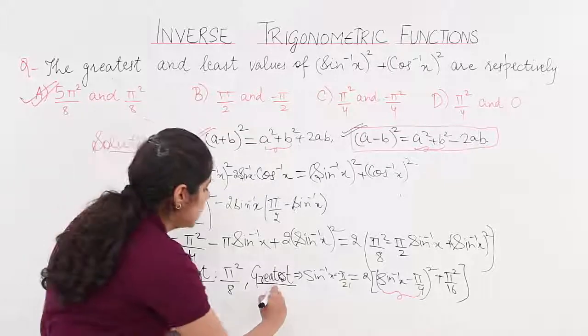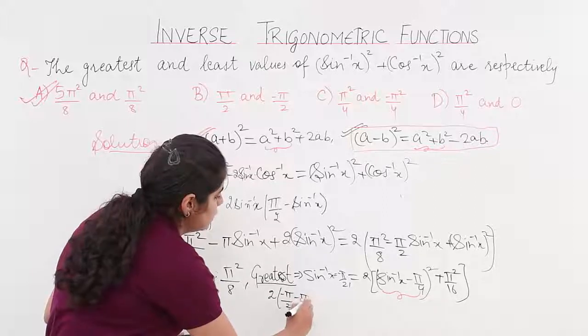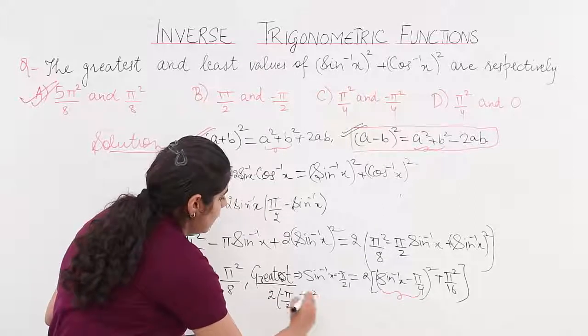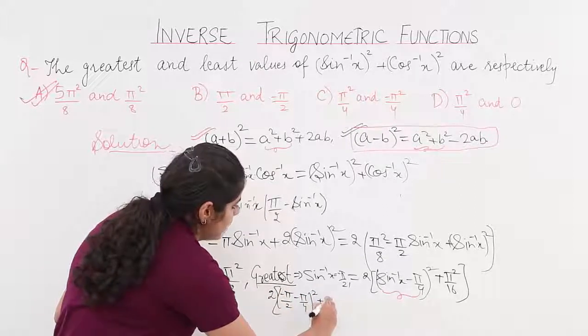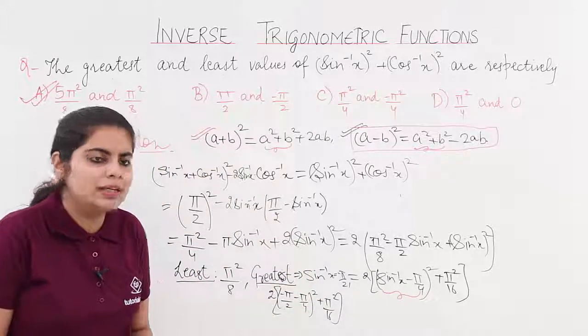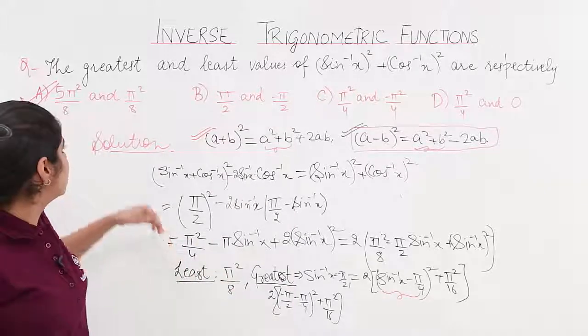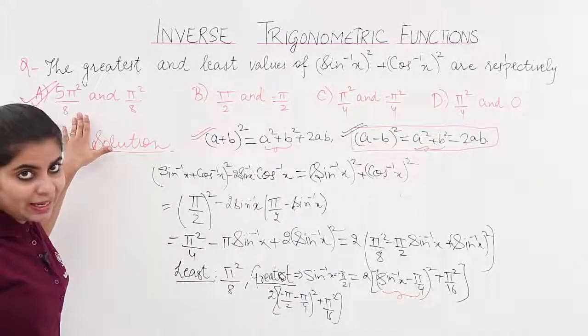Put the values, it is 2 into minus pi by 2 minus pi by 4 whole square plus pi square by 16. I leave the solving part for you people. It is simple mathematics, opening the whole square. The answer for the greatest would be 5 pi square by 8.